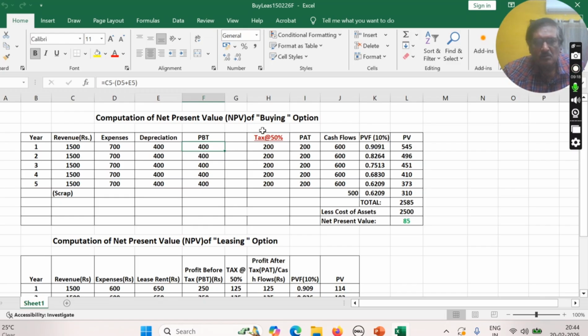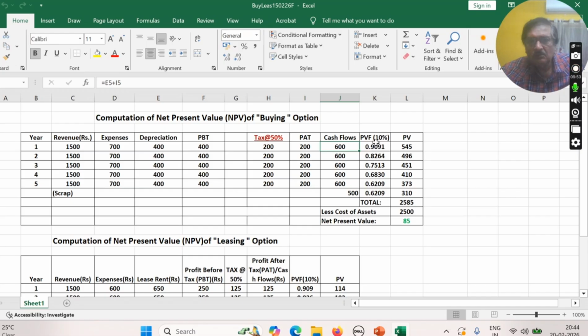And tax charge will be at the rate of 50%. That's why a formula is also given here. You can check it: 50%, rupees 200. This is for profit after tax, and this minus this formula is given here. You can check the formula from the Excel sheet also. And this is the profit after tax, and cash flow is profit after tax plus depreciation. That's why the formula is E5 plus I5. You see, E5 means the depreciation, plus I5. I5 is the profit after tax, giving the cash flows.